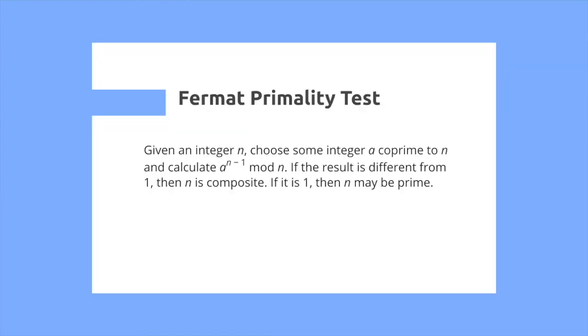Lastly, we also have probabilistic algorithms. The Fermat primality test: given an integer n, we can choose some integer a coprime to n, and calculate a to the power of n minus 1 mod n. This is based on Fermat's little theorem, and we see that if the result is different from 1, then n is composite, otherwise it might be prime. For example, if you try this, it doesn't work for 561. The time complexity is k log n, with k repetitions, because this is a probabilistic algorithm.